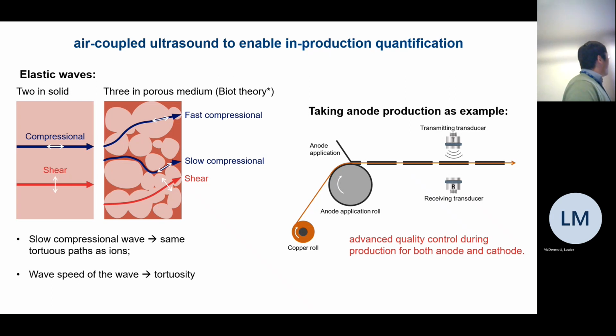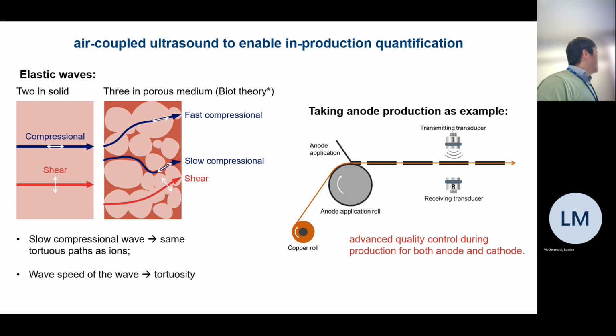So by measuring the wave speed of this slow compressional wave, which is slower compared to the waves that go directly through the same length, the ratio between these two will give you the tortuosity of the porous material. So that's the fundamental physics of why ultrasonics can be used to measure tortuosity.